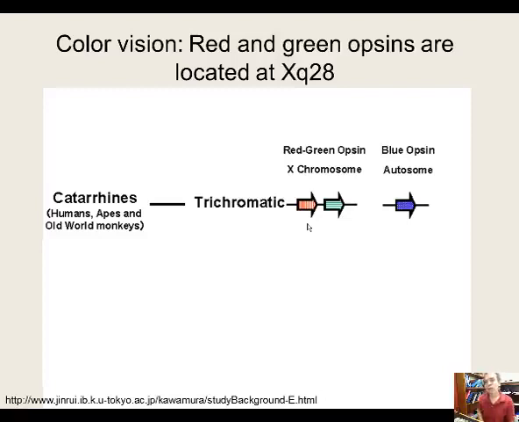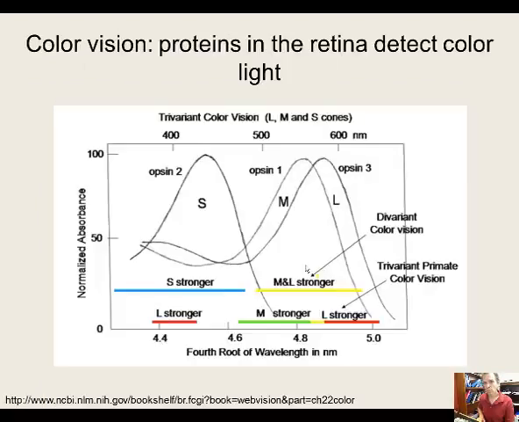The blue opsin gene is found on an autosome, whereas the red and the green are found on the X chromosome in humans. We say that we have trichromatic vision because we have three genes that detect three different colors. This diagram shows the spectrum of light that these different opsin genes detect: the blue or short wavelength opsin 2 gene, the medium or green opsin 1 gene, and the long or red opsin 3 gene. We're going to talk primarily about the opsin 3 gene.